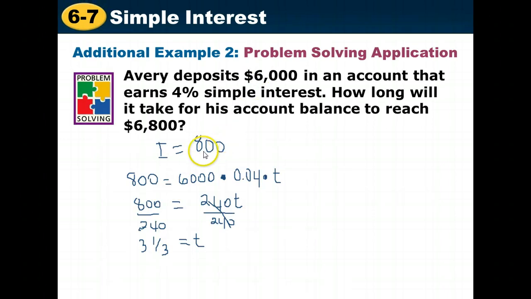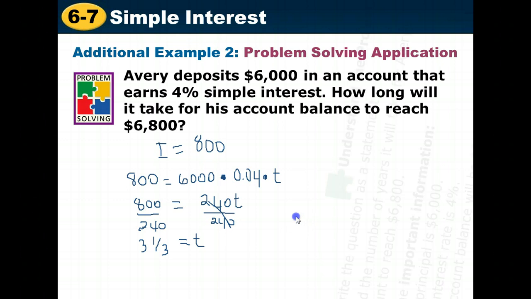Okay, so we know the interest is going to be $800, so we can plug that into the formula. 800 will be the interest. To get the interest, we have $6,000, which is the principal, times the 4%, which we plug in as 0.04, times the time that we do not know. And then from there, we multiply 6,000 times 0.04, which is 240, times the time, will equal 800. From there, we just solve for t by dividing both sides by 240, and the time is about 3 1/3 years, or about 3 years and 4 months.